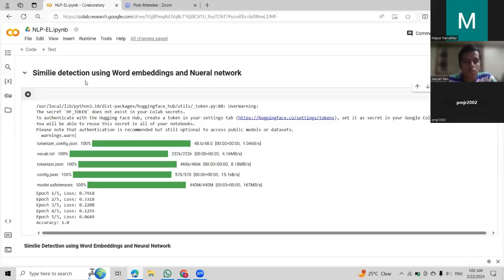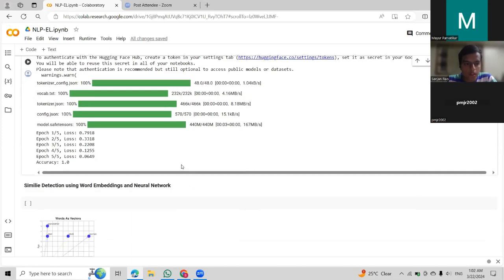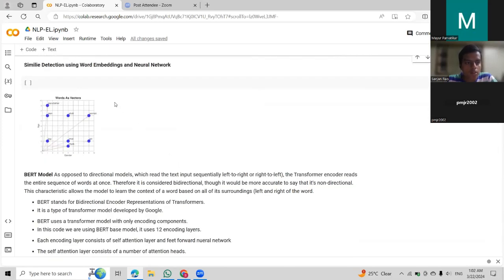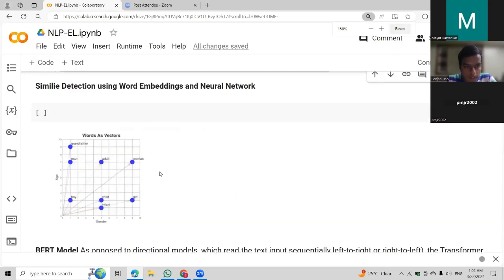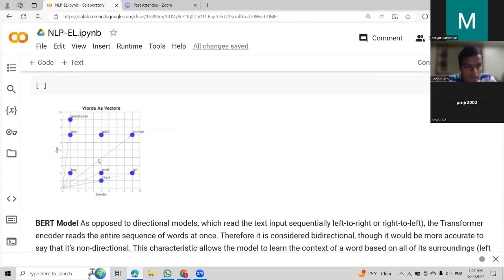Hello friends. So today we are going to demonstrate our work on simile detection using word embeddings and neural network. So coming to the simile detection part, first of all, we are using a BERT model, for which we cannot pass text input directly. So what we need to do is convert this text into a vector format which is readable by the machine. So we are converting this word into vector form using BERT tokenizer.